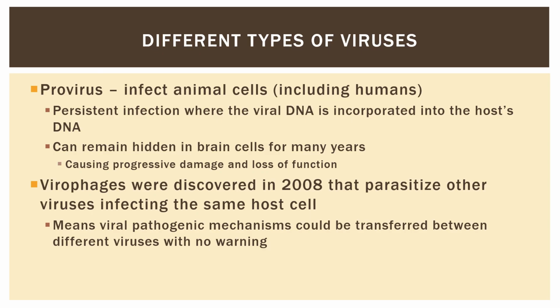Now, we talked about the different kinds of infections. We do want to talk about the different kinds of viruses. So there are 4 kinds of viruses that I want you to know. Here are the first 2. We have a provirus, which is going to be the type of virus that is going to infect animal cells. Very important. These are going to be the types of viruses that can infect us.